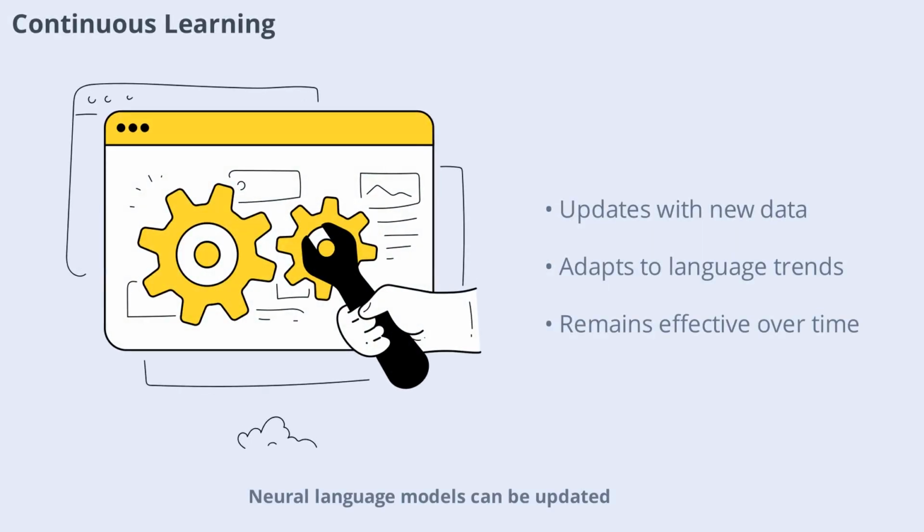Neural language models can be updated and improved over time through continuous learning. By incorporating new data and feedback, models stay current and adapt to changing language trends. Continuous learning ensures that language models remain effective and relevant in a dynamic world.